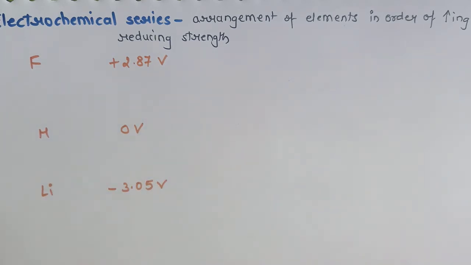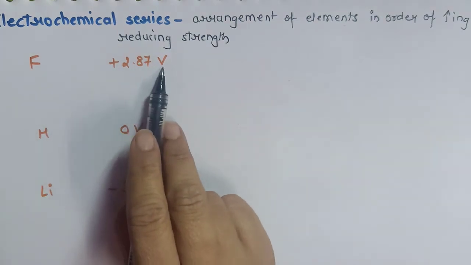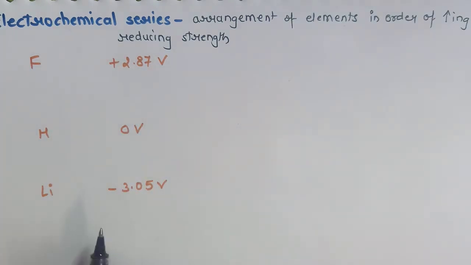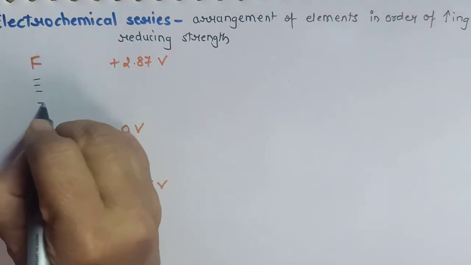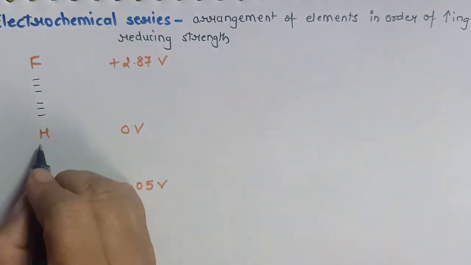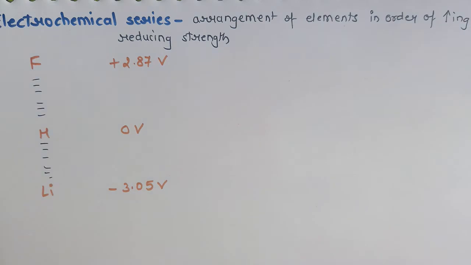That means no element can have a value higher than plus 2.87 volt, or a value less than minus 3.05 volt. There are many elements in this series. So many elements are there between fluorine and hydrogen, and many elements are there between hydrogen and lithium. But you need not learn the whole series because the SRP values will be given in the question.